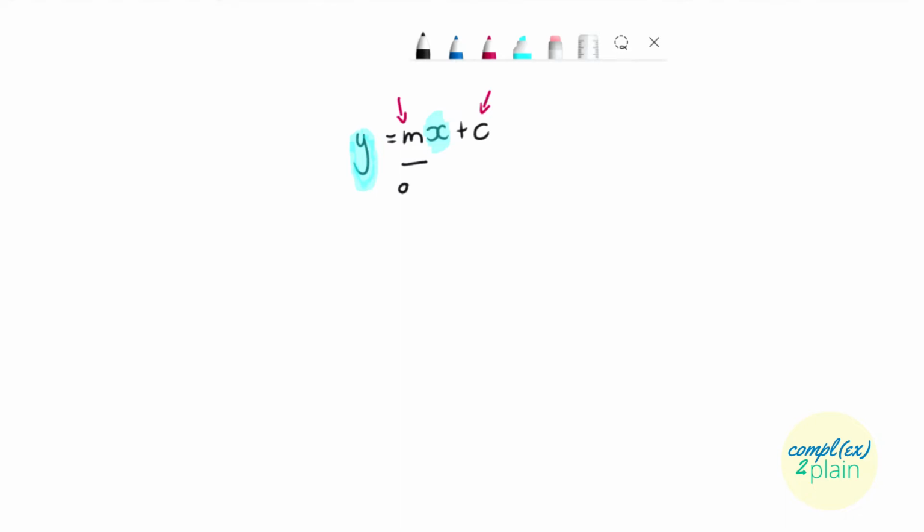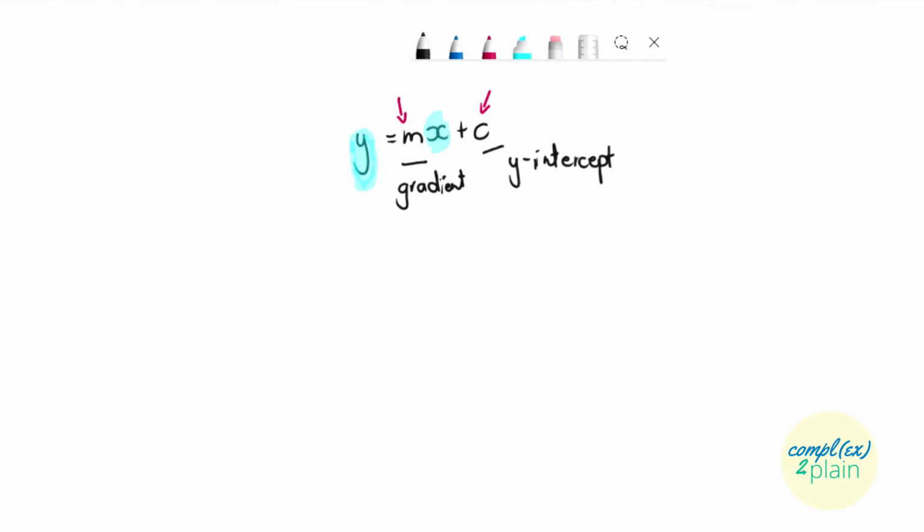So this M position over here is the gradient. That value is going to describe to us what the gradient looks like, and this position over here is our y-intercept. That's going to tell us where the line is on the graph. Now that is all the information you need to know what a function is going to look like.